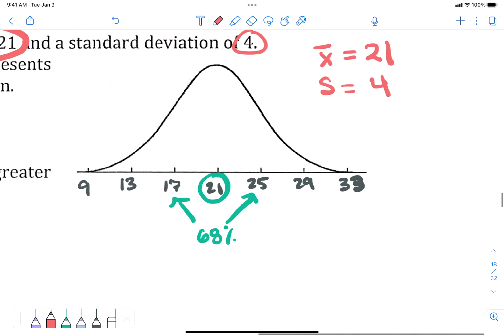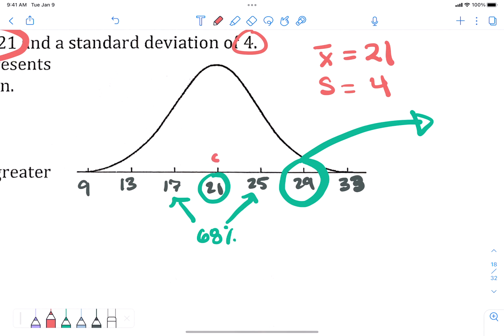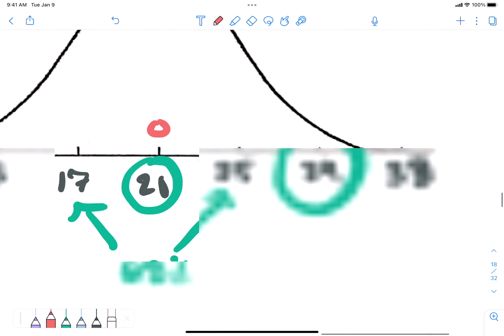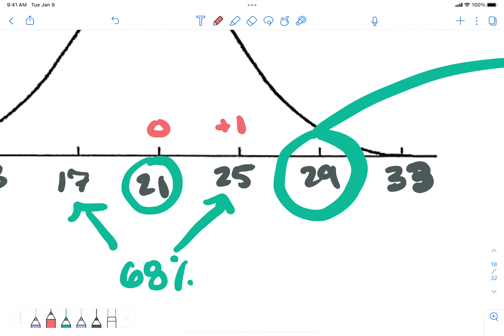Okay? All right. Greater than a 29. Here's what I want you to do. On this bell curve, we label 21 since he is average with a 0. Okay? 25 should be labeled with a +1.